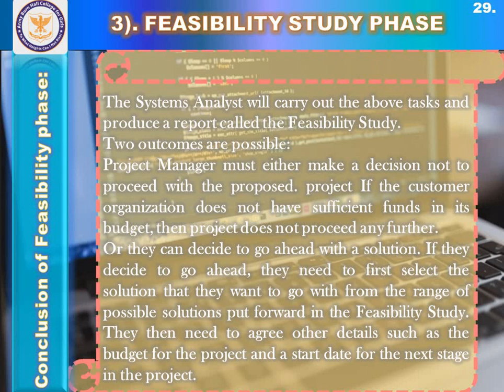If they decide to go ahead, they first need to select the solution they want to go with from the range of possible solutions, all those possible solutions which were planned by the project manager in the planning phase. Any one solution would be selected from that range of possible solutions put forward in the feasibility study. They then need to agree on other details such as the budget for the project and a start date for the next stage in the project.